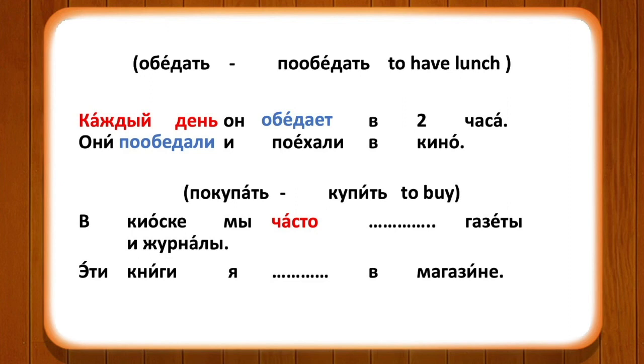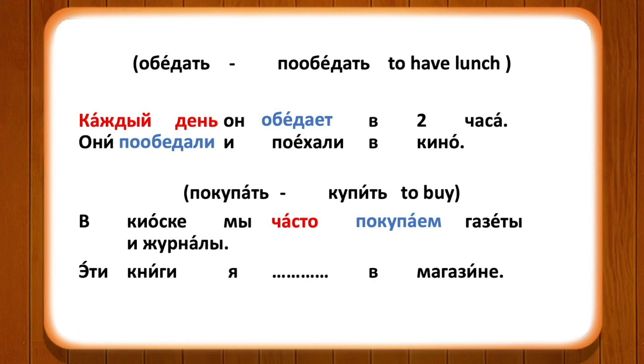So again, the use of the adverb часто, which means often, indicates a habitual, a regular action, which will be denoted by the use of imperfective aspect. So the verb pokupat' will be used here in this sentence, and it will be conjugated according to the subject or the pronoun мы. В киоске мы часто покупаем газеты и журналы.